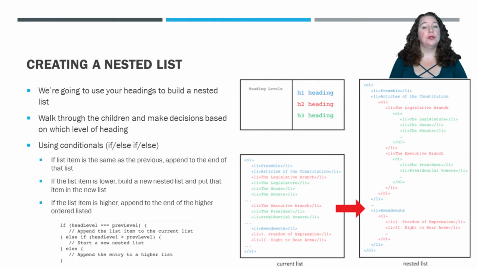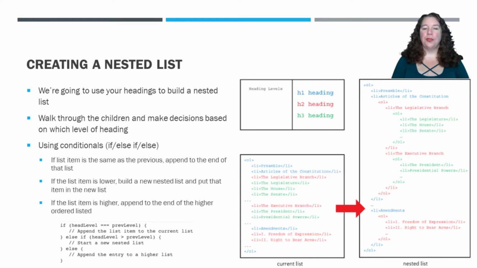So this is the case where if you start with an H1 and you end up with an H2, I need to go down. The next is if you are in a list and the new node that I get is a larger actual heading, but a smaller number. So if I'm at H3 and I need to go back up to H2 or H1, then I need to move up to a higher list.